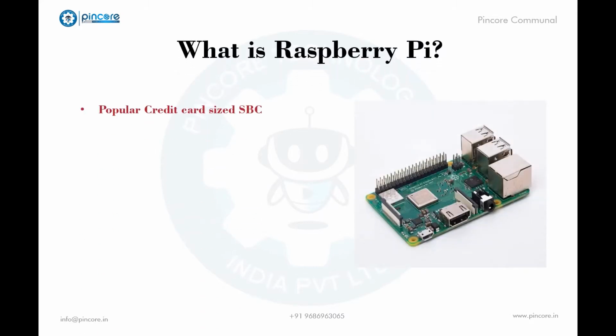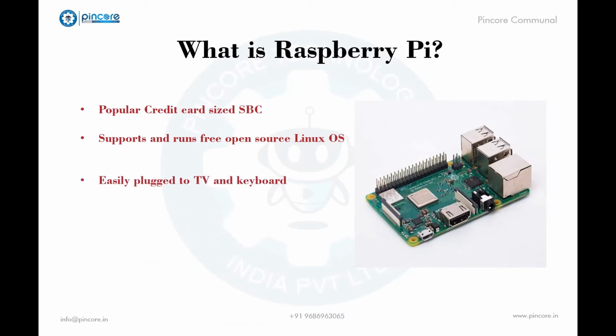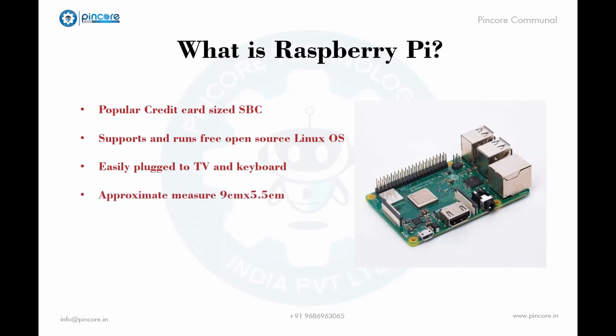Raspberry Pi is a popular credit card sized single board computer. It is a low-cost computer with an open source ecosystem which supports and runs on Linux OS. This computer is a user-friendly device and can be easily plugged into a TV or keyboard or any other devices. They approximately measure 9 cm by 5.5 cm.